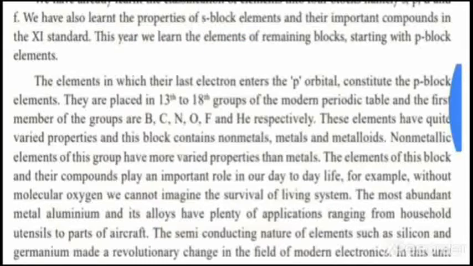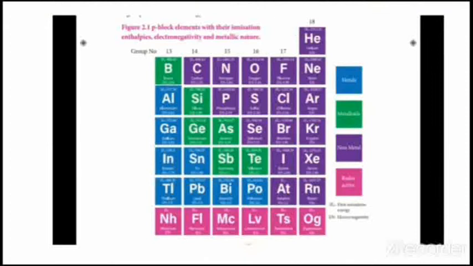Why this is called p block elements? Can you remember? When the last electron enters into the p orbital, then it is p block elements. And why this is so important to learn? Because most of the important elements are present in this group.